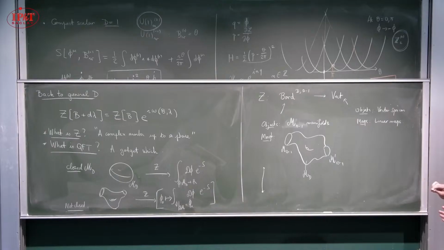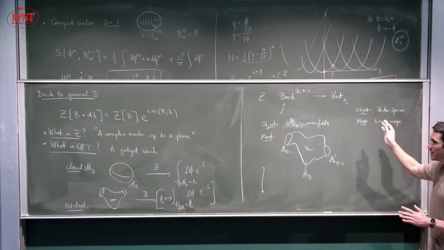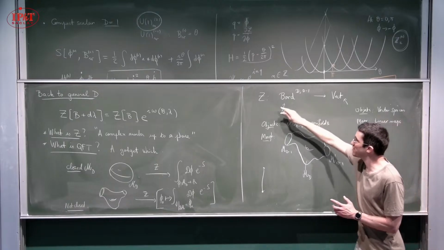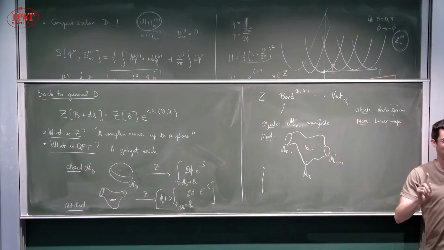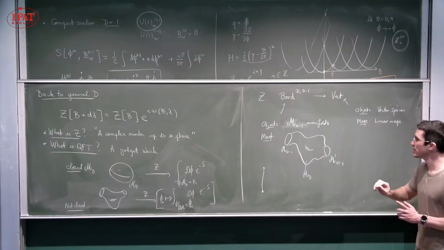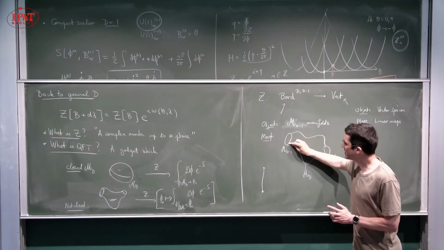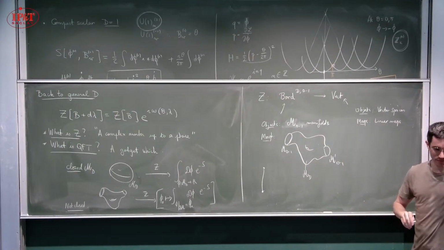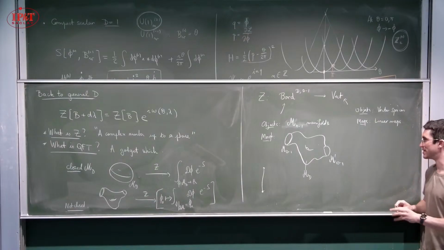And again, we don't need to understand all the details here. The only thing is, imagine that we have a QFT. So a QFT is such a Z. And now imagine we have such a Z, which to the boundaries associates a vector space which is one-dimensional. Let's imagine that we have this.